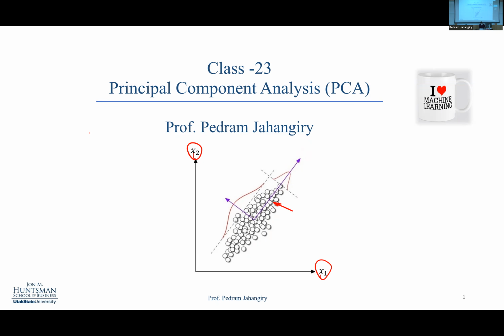So this is my data set: X1, X2. That's it. There is no Y variable. So I cannot think of it as a regression problem. I cannot think of it as a classification problem because the data is not labeled. So there's no color on these dots, these circles. So what can we do with that?